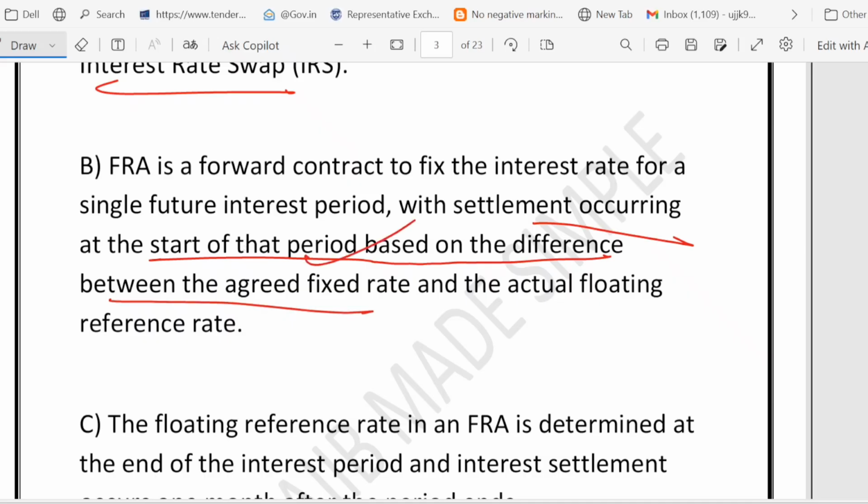And only the difference between the fixed rate and the market rate is exchanged. So no actual loan, no actual deposit changes hands. Only the interest difference is settled. Yes, this is absolutely correct.